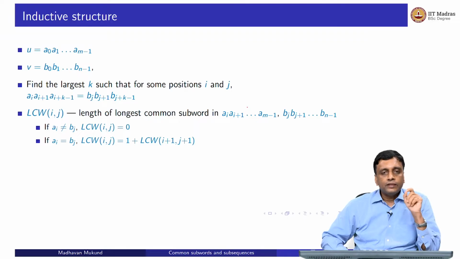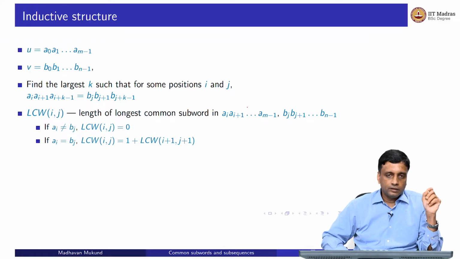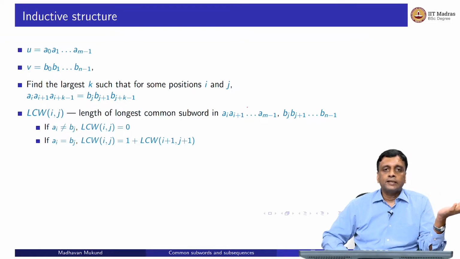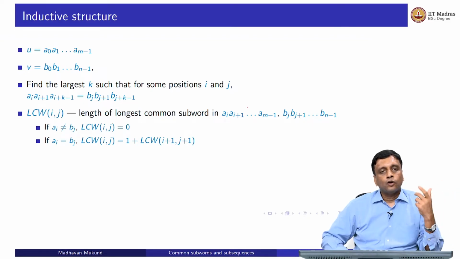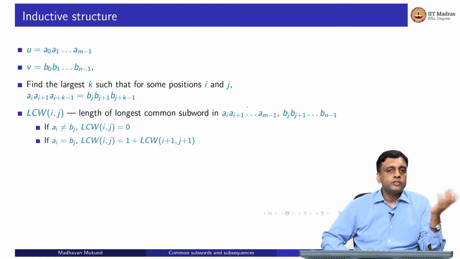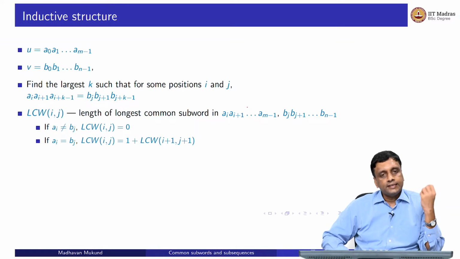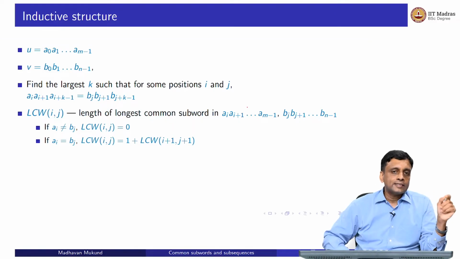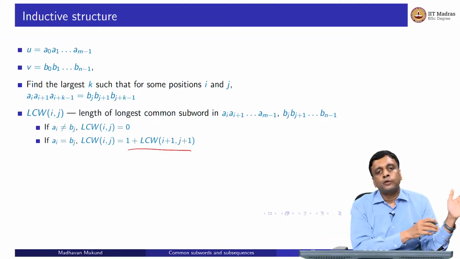Well, if the position i in u is not equal to the position j in v, then there is no common word starting there, because right at the beginning you have a mismatch. So if a_i is not equal to b_j, the longest common subword starting at i, j has to be 0. On the other hand, if a_i is equal to b_j, then I know that there is a longest common subword of at least 1. What happens after that? I go to the next letter. So if I know the longest common subword starting from i plus 1, j plus 1, then this word is 1 more than that. So I can just take 1 plus the longest common subword at the next position.